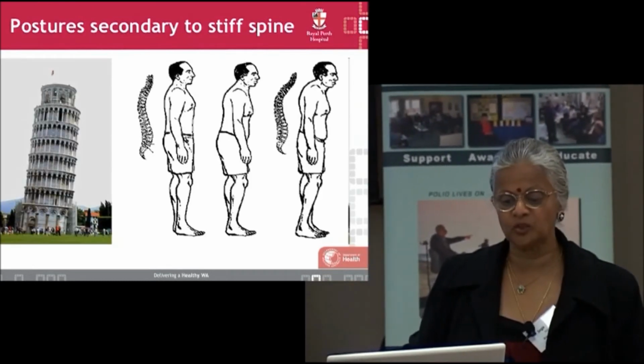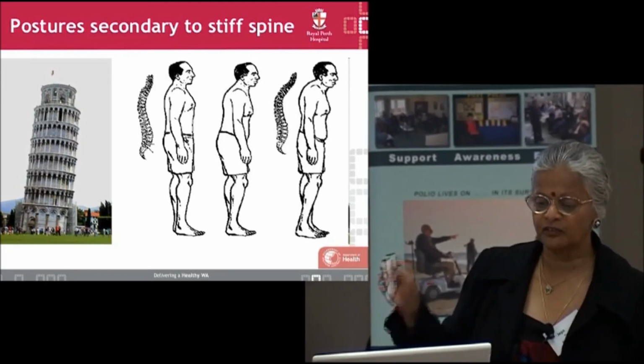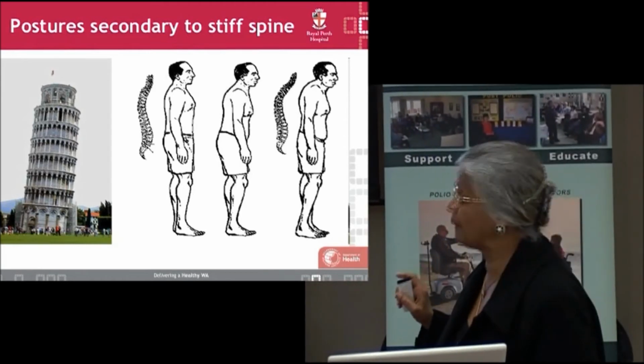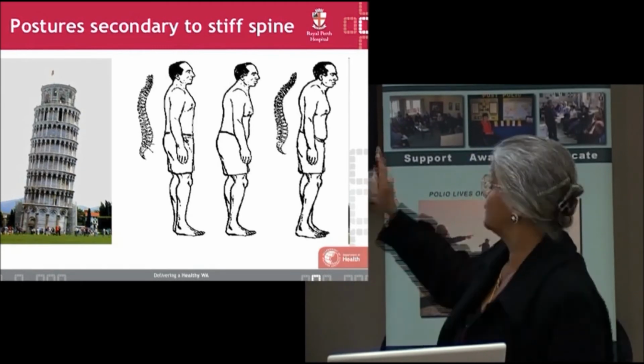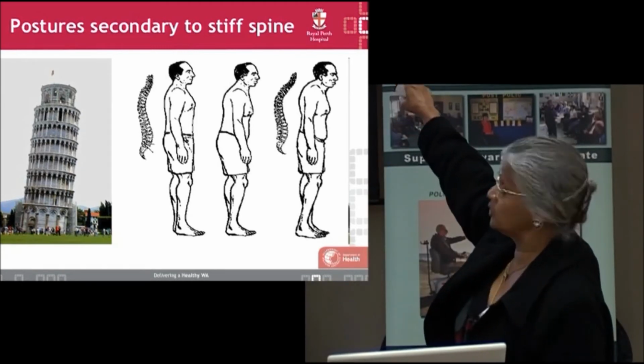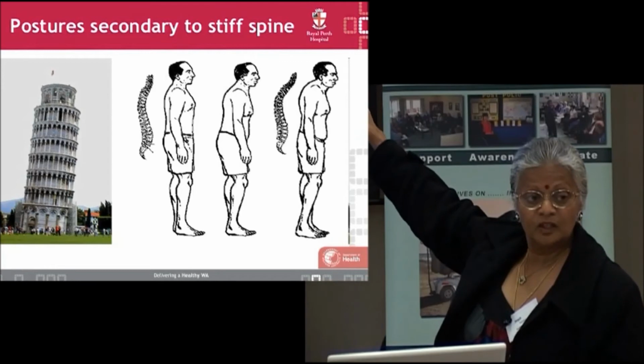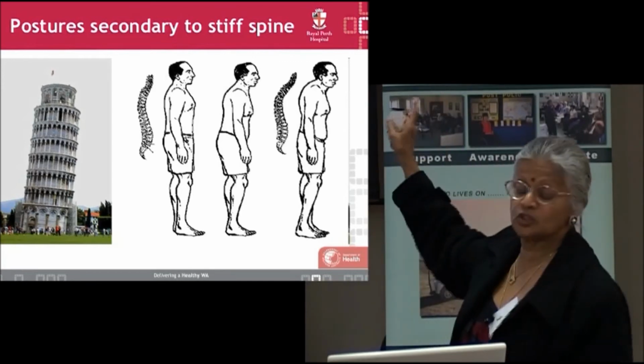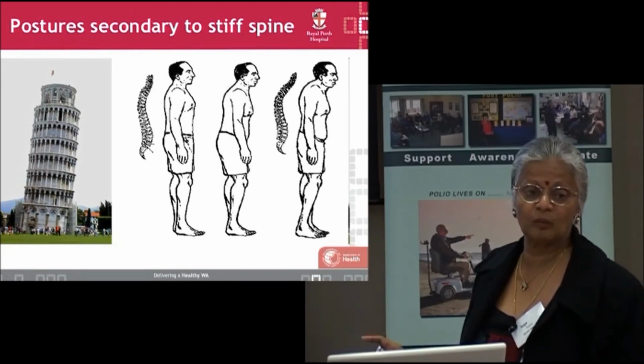So what is posture now? Posture, second is stiffness. Posture, the first picture is perfect posture. But you only think, oh well, I just look a bit bent. It's not that you look a bit bent. The last picture shows you what's happening to the spine. So when you are changing your posture, you are changing the position of your spine, and that's the problem.